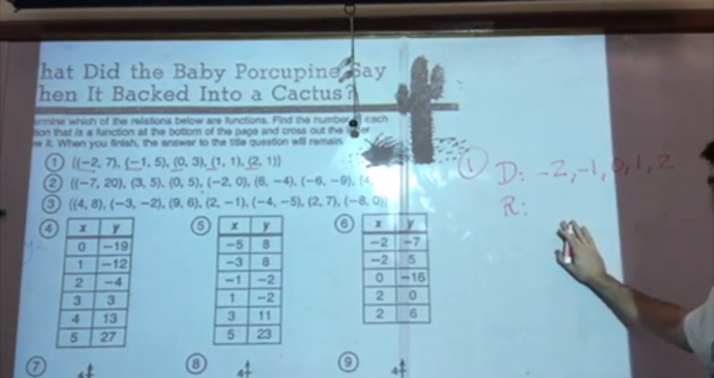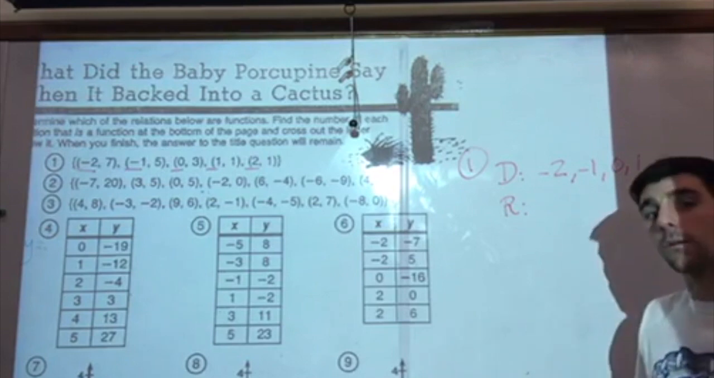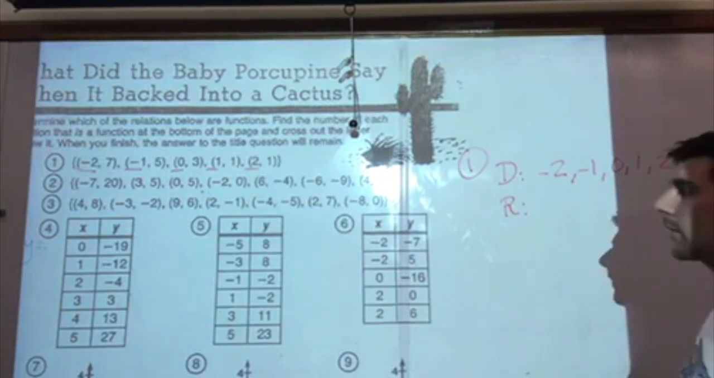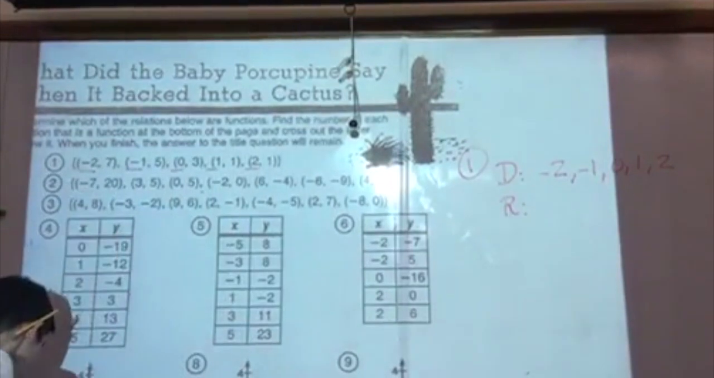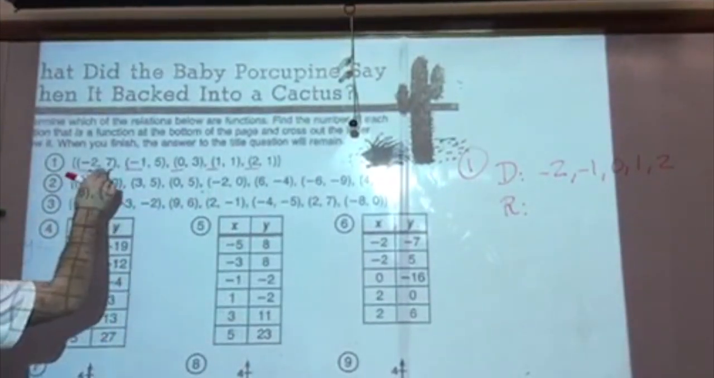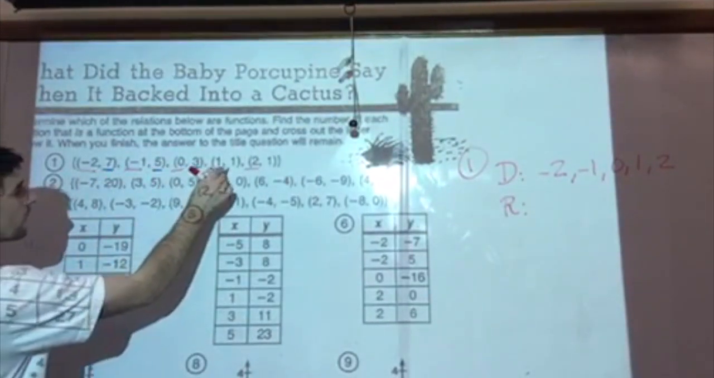Same thing for the range. The range is all the possible y values that result from the x values. So if I look right here, I'm going to use blue. But my range values are just all of these y values.